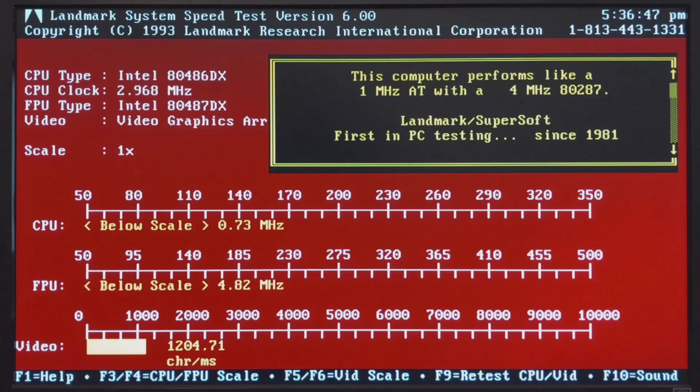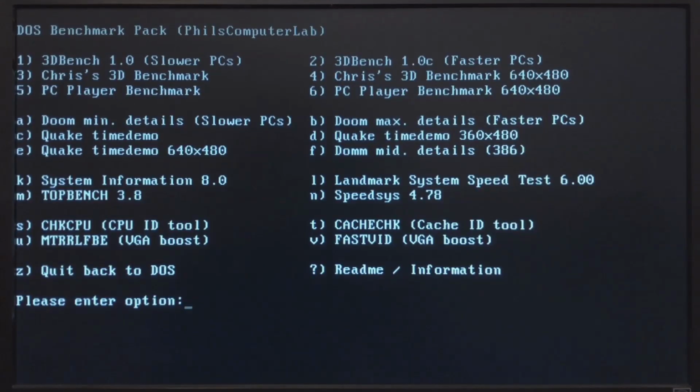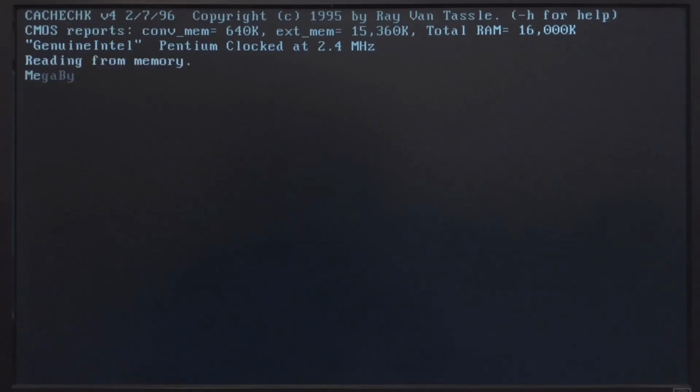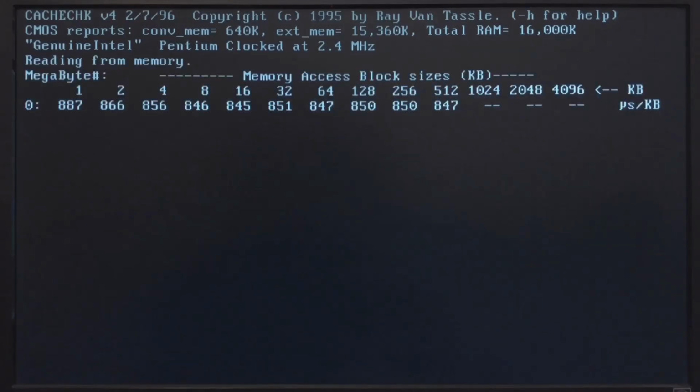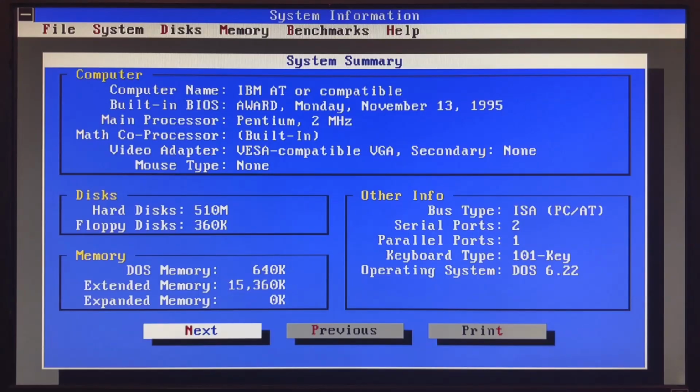And yeah, here for sure we have a lower score than with the 5x86. Now a little bit of Cache Check tool. Yeah, Pentium clocked at 2.4 MHz. And you can see again here some ridiculous numbers. So here is system information. And okay, this is more or less detected correctly as a Pentium at 2 MHz.